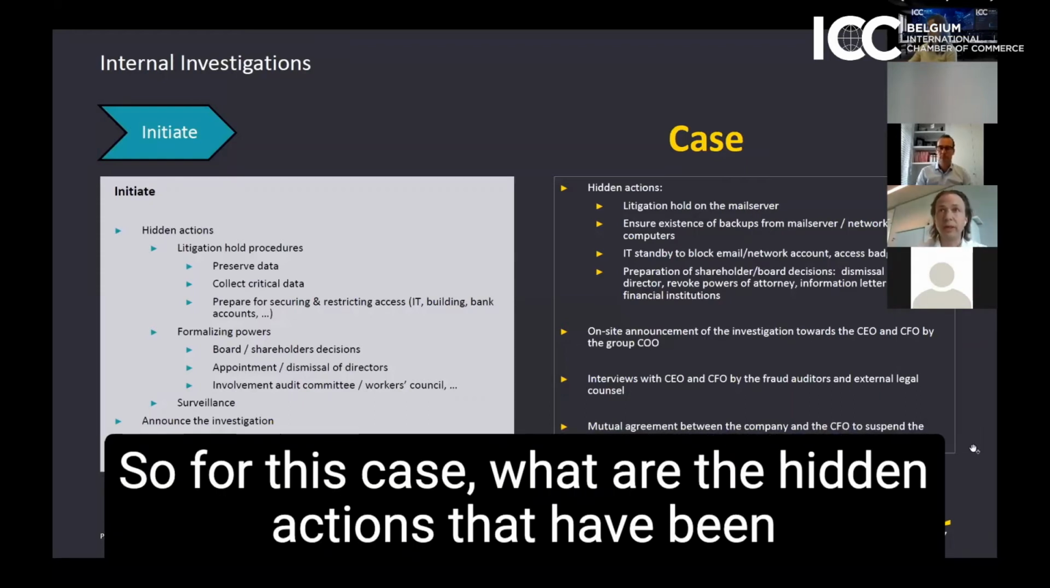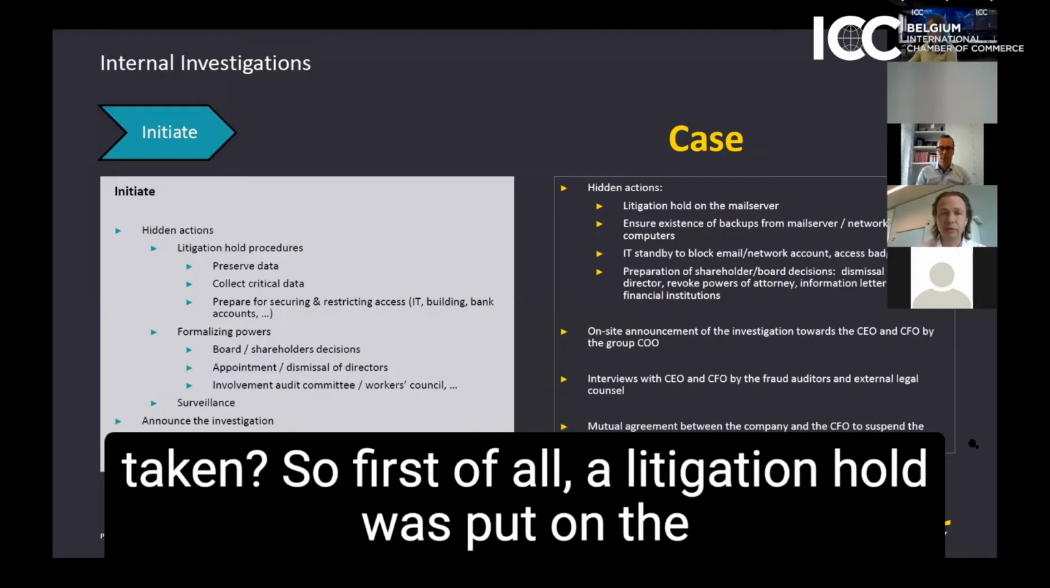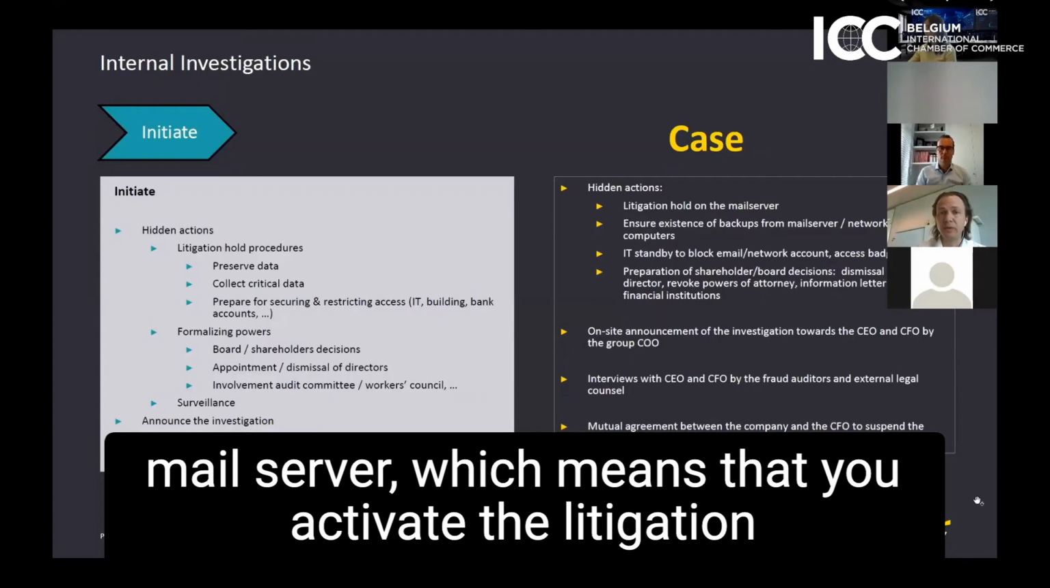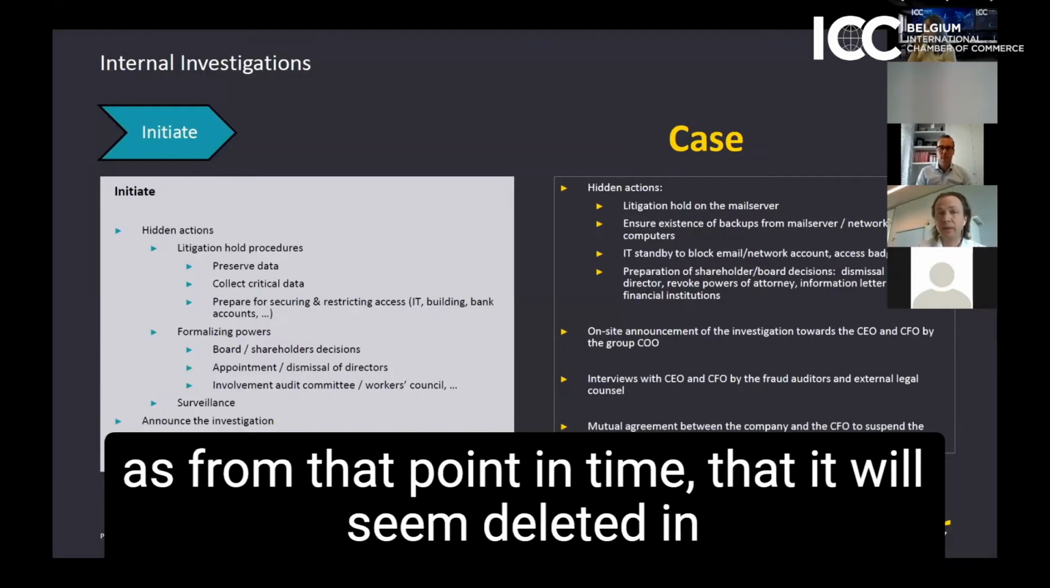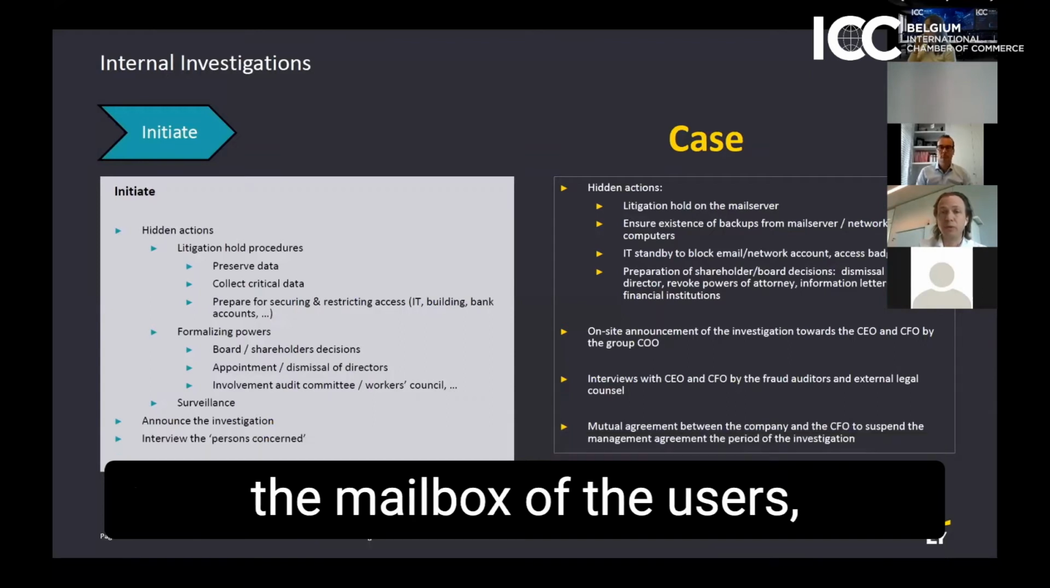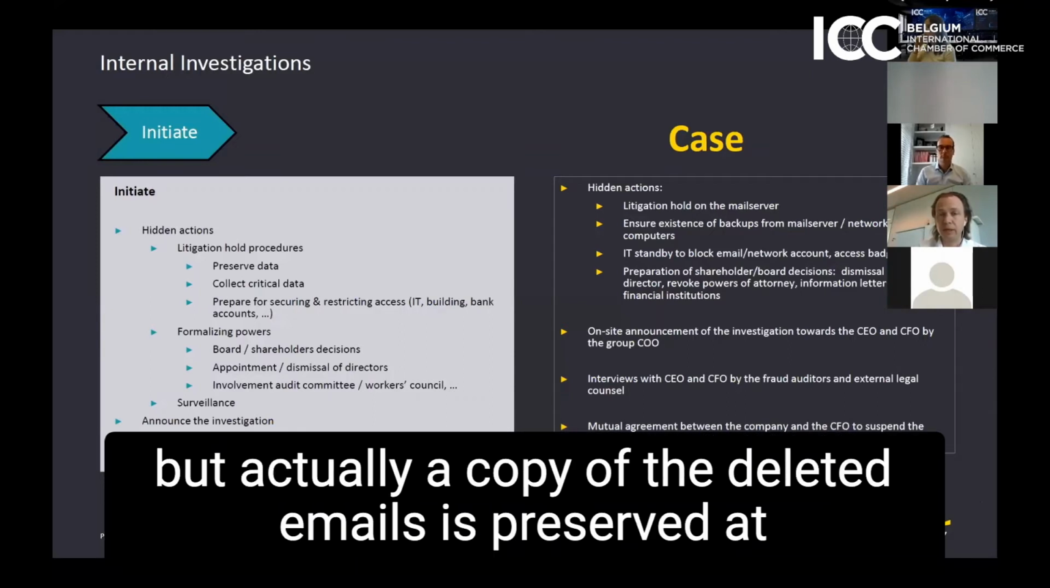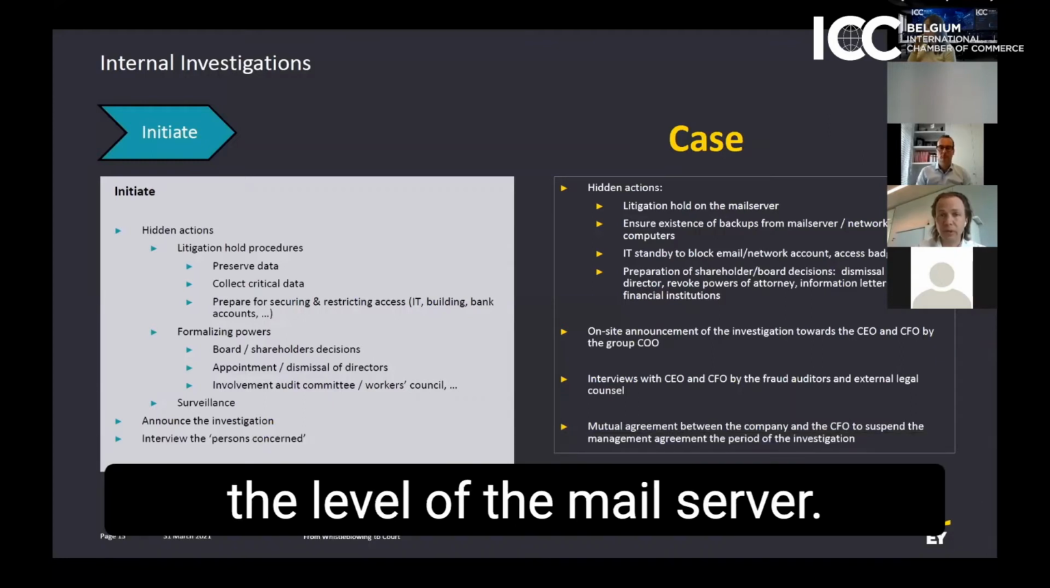So for this case, what were the hidden actions that have been taken? First of all, a litigation hold was put on the mail server, which means that you activate the litigation hold that will ensure that any mail that is being deleted from that point in time will seem deleted in the mailbox of the users, but actually a copy of the deleted emails is preserved at the level of the mail server.